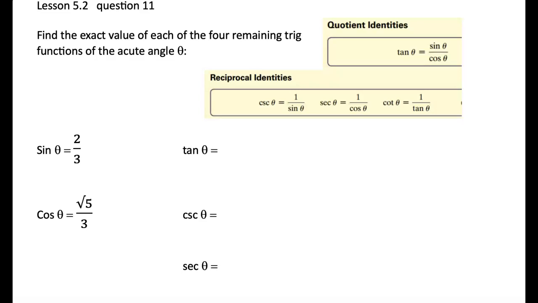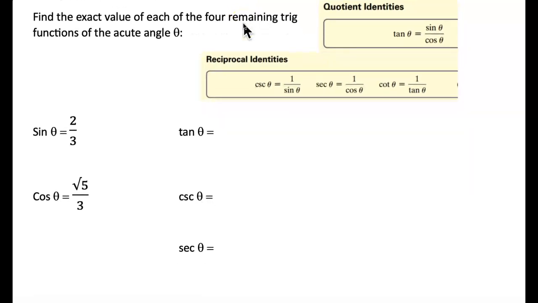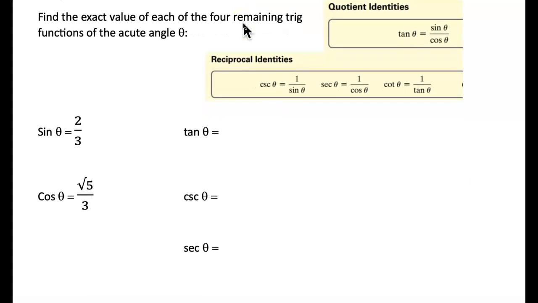In this problem from lesson 5.2, we're asked to find the exact value of each of the four remaining trig functions of the acute angle theta. And to answer this question, we're going to be using some trig identities, and the identities I've got highlighted over here to the right.